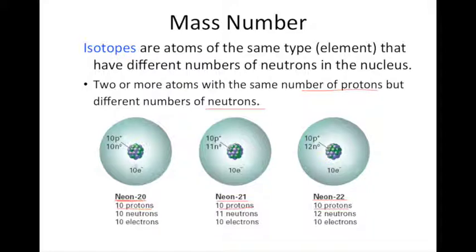Now, we also said that all neutral atoms have the same number of protons and electrons. So neon has 10 protons, so therefore it has 10 electrons. But because each of these neons has a different mass number, they have different numbers of neutrons. So here, this neon isotope has 10 neutrons, and the mass number is 20, so 10 protons plus 10 neutrons gives us 20. Neon 21 has 10 protons, 11 neutrons. Again, 10 plus 11 gives us the 21. And 10 plus 12, so 12 neutrons, gives us the isotope neon 22.